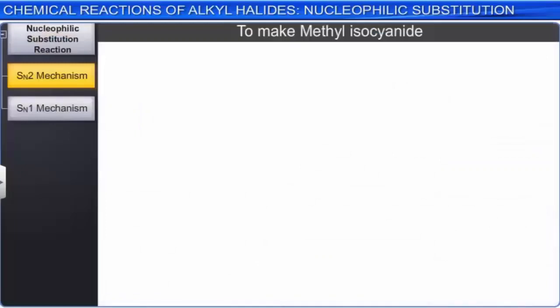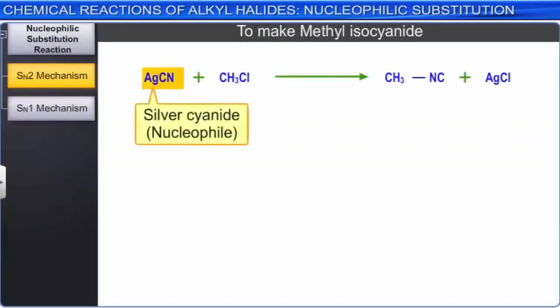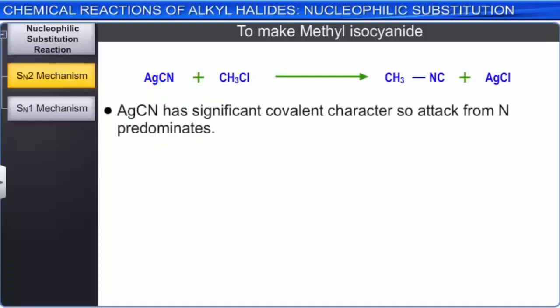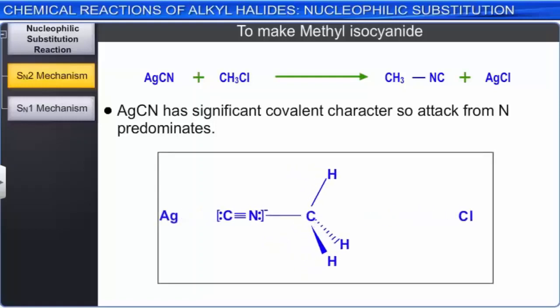If we wanted to make methyl isocyanide as the primary product, we should have used silver cyanide as the nucleophile. Since silver cyanide has significant covalent character, linking through the nitrogen atom predominates.